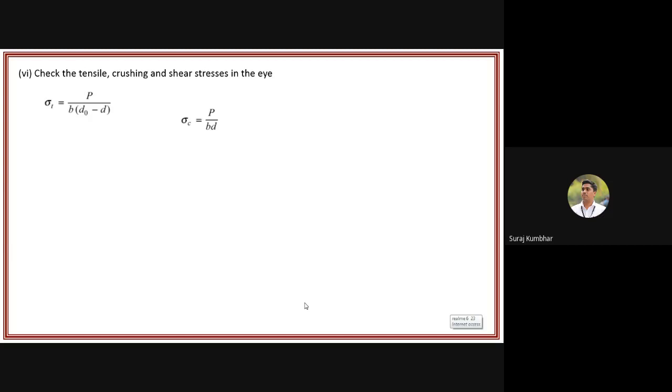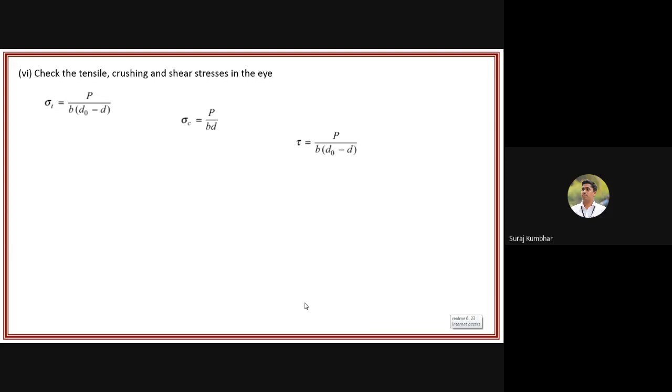Now already we have seen how it comes in earlier videos, so don't panic about how it comes. So this is about the crushing stress, and then shear stress. Tau is equal to P upon B into (D0 minus D). So all these three things are related to the tensile, crushing, and shear stresses in the single eye. Please note down this important formula. Without that, you can't find out the stresses in that particular component or in that single eye.